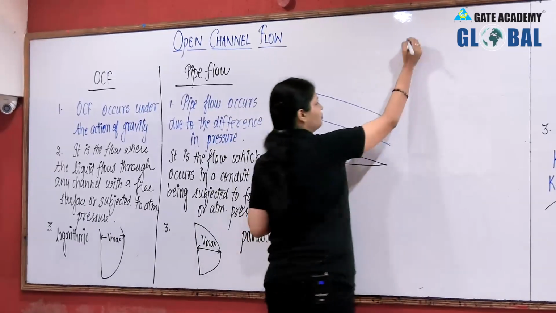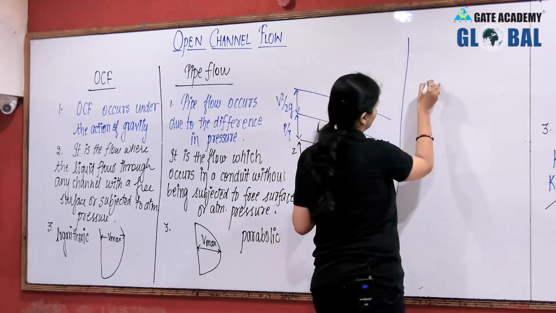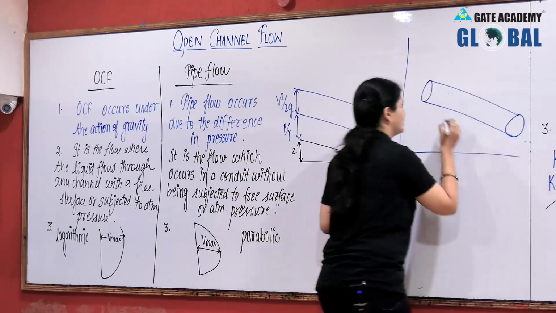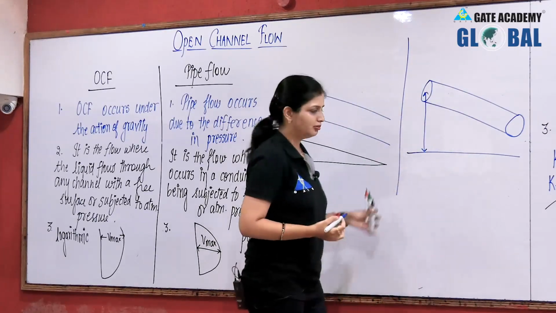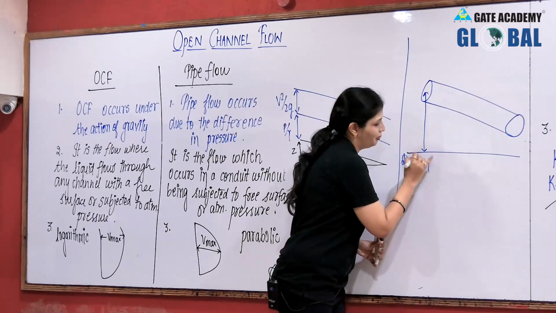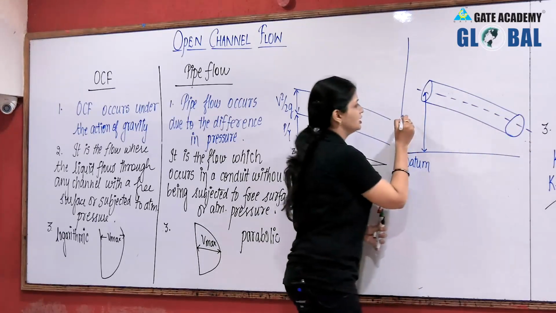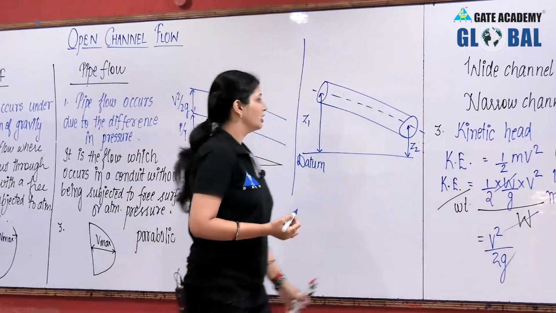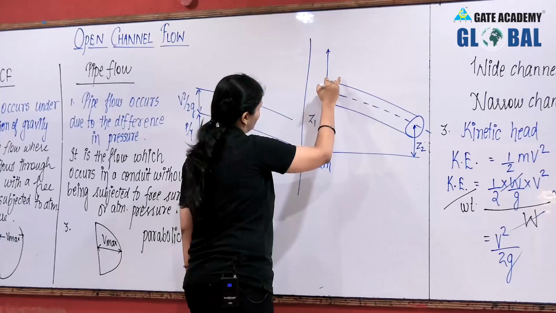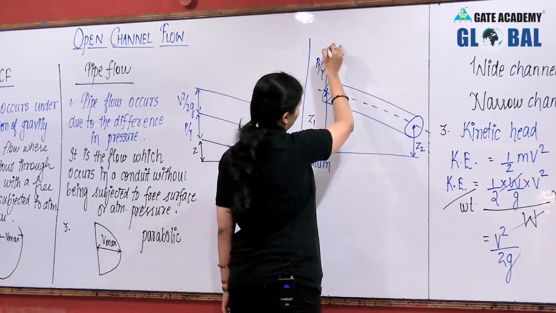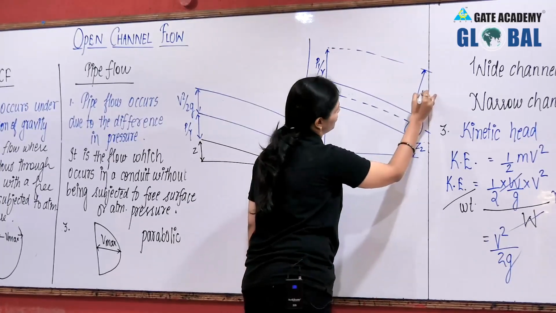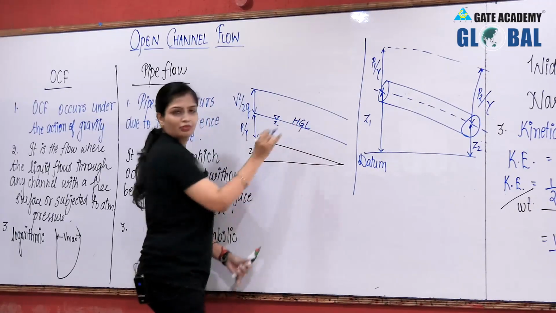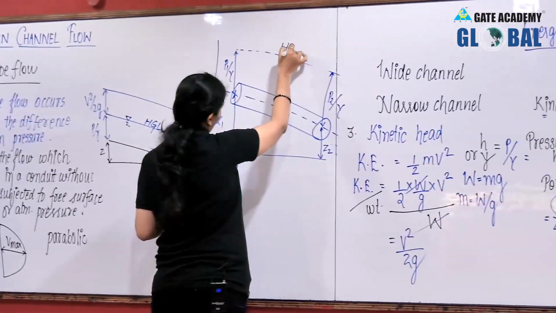While if I draw for pipe flow, flow occurs due to difference in pressure. So let us suppose this was the datum, fine. If this is your datum, so datum head, or you can say potential head, at the center, is Z1 here, and Z2 here. Here again, you can see this portion is your P1 by gamma, and this portion is your P2 by gamma. Here this is your hydraulic gradient line, right? I've told you regarding it, okay? And here also this is your hydraulic gradient line.